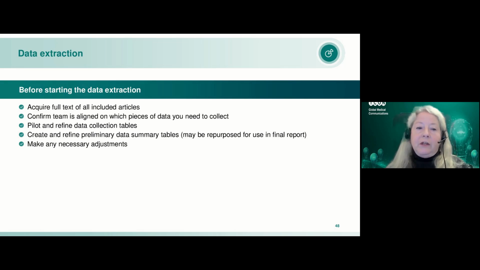Agree with your review team which pieces of data you need to collect. Make sure everybody is clear on what they are collecting, because some things can be open to interpretation. You need to train your team and create pilot data collection tables and test them on a small number of publications. Then you can refine them if necessary before you go ahead and start extracting all of the papers.